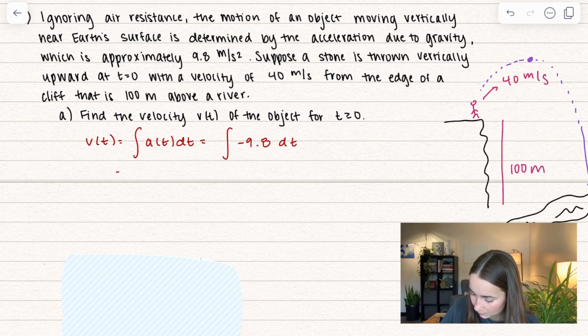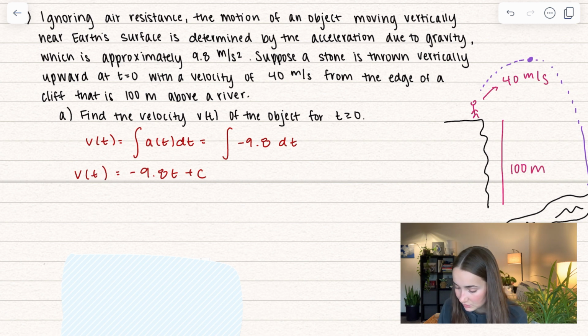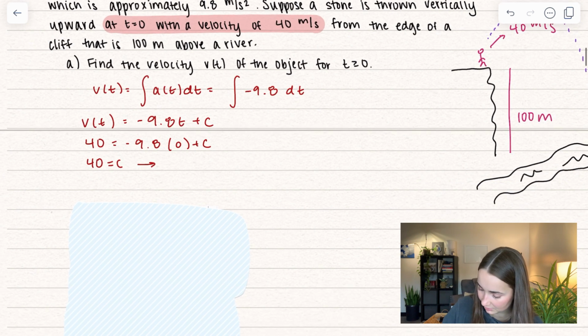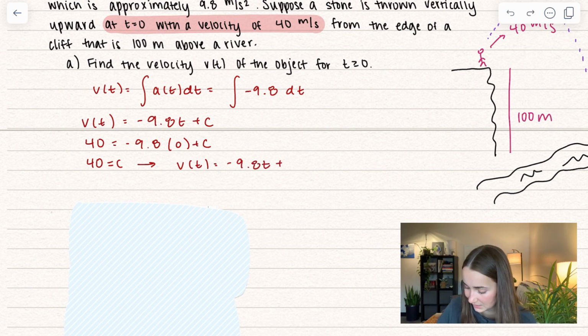Just like earlier, when we integrate a constant, we get negative 9.8 t plus some value c. We can find what the c value is equal to just like last time, and we're going to do that using the initial velocity, which we have right here. At t equals 0, velocity is 40. So we plug in that value of t being 0, and we get 40 is equal to c. Let's plug that into our velocity function. We have v of t is equal to negative 9.8 times time plus 40. So here we have our velocity function.